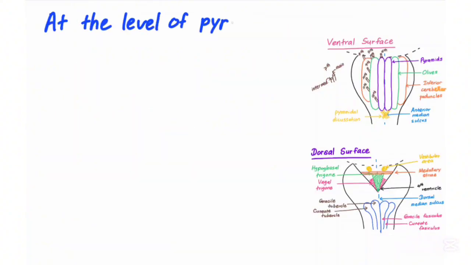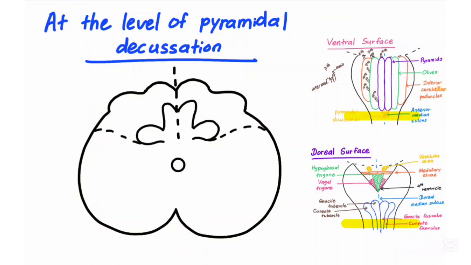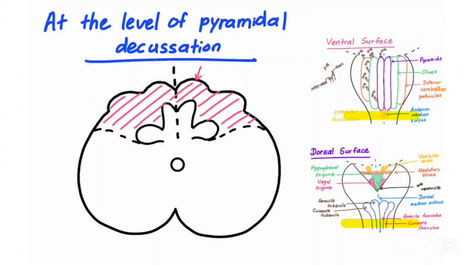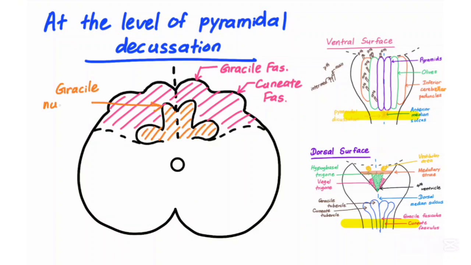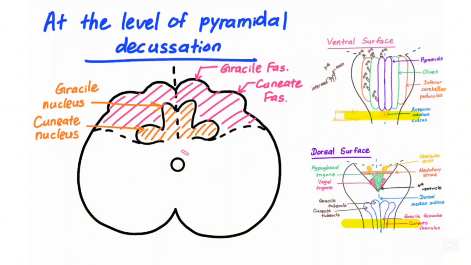First one, at the level of pyramidal decussation. Here's a rough diagram of the cross-section, and this is the dorsal surface and this is the ventral surface. As you can see here, in the dorsal surface we can see gracile fasciculus and cuneate fasciculus, and inside them we can see gracile nucleus and cuneate nucleus. And in the middle we can see the continuation of the ventricle as the central canal. And in the ventral surface we can see the pyramidal decussation. So we can draw it like this.